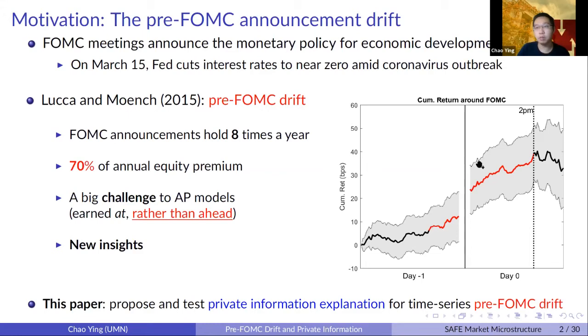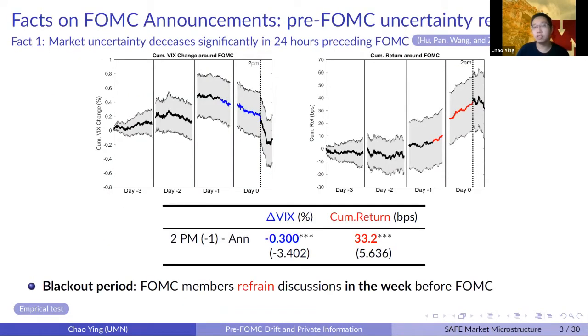Let me start with some empirical evidence that indicates the presence of private information before announcements. Huang and her co-authors document that market uncertainty, which is measured by the VIX index, starts to increase 3 days before the announcement. And in the 24-hour window before the announcement, they find market uncertainty decreases significantly, which happens in the same window as the pre-announcement drift.